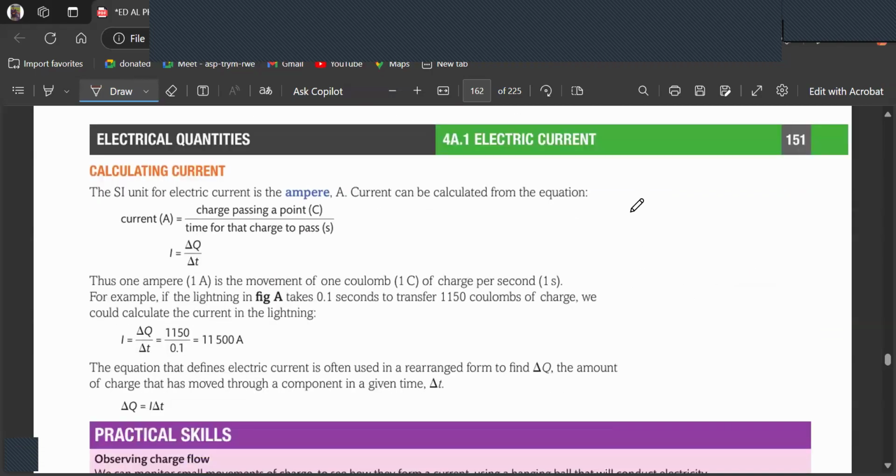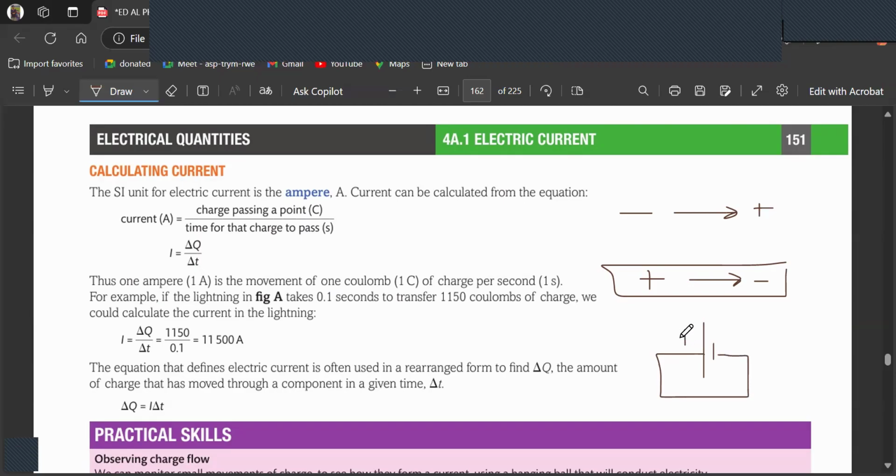Now, the direction of electrons is always from negative to positive. But if we talk about the direction of conventional current, it is always from positive to negative. For example, if you look at a battery, the bigger line is always what? The positive terminal, and the smaller line is always the negative terminal. So the direction of the current would be like this. Clear?